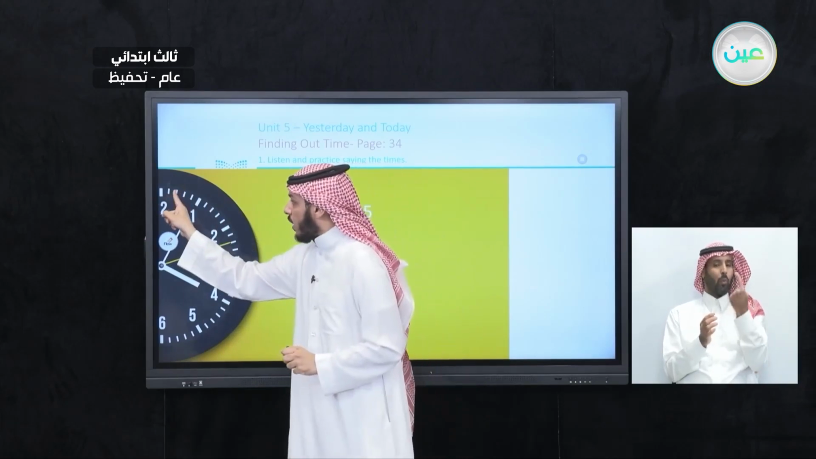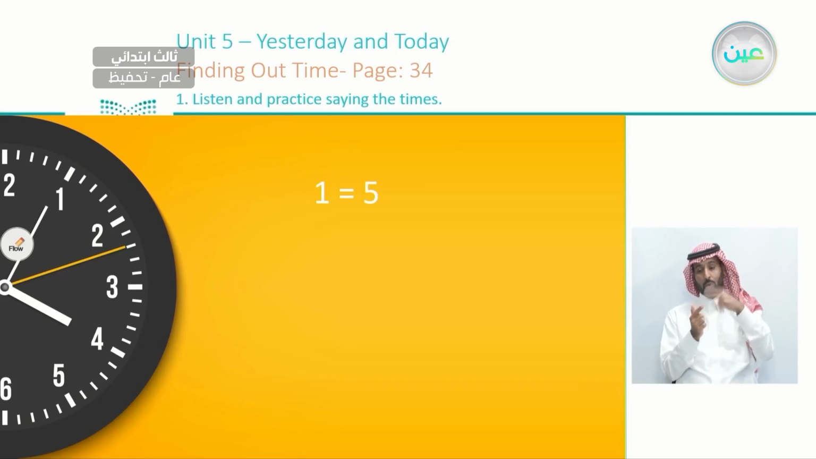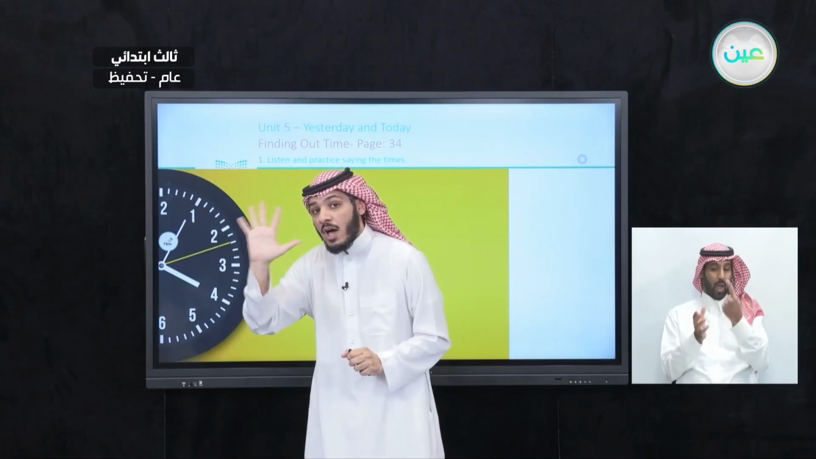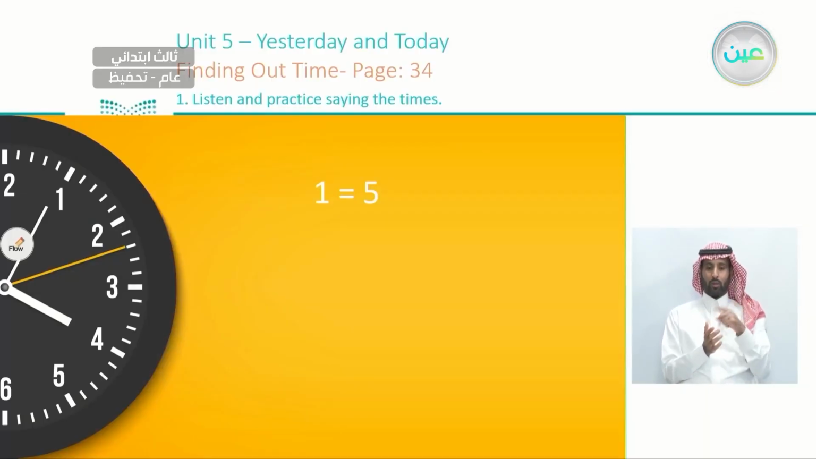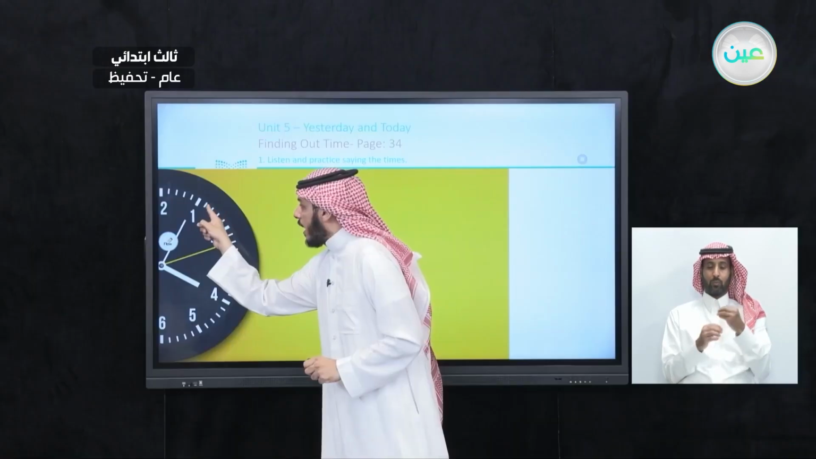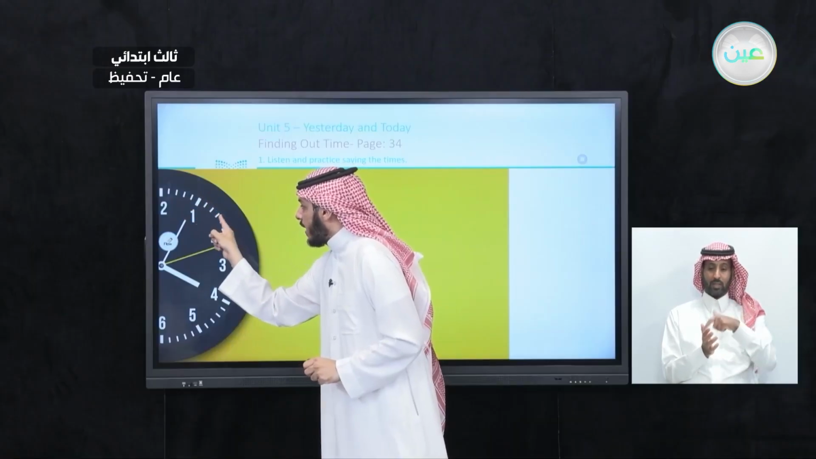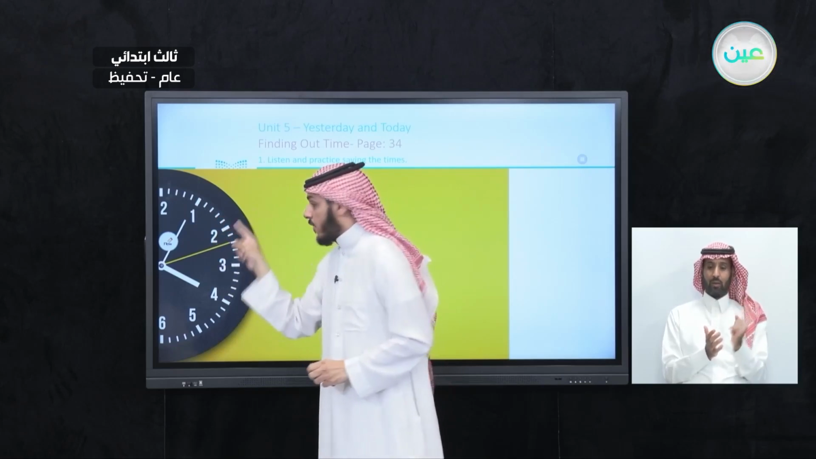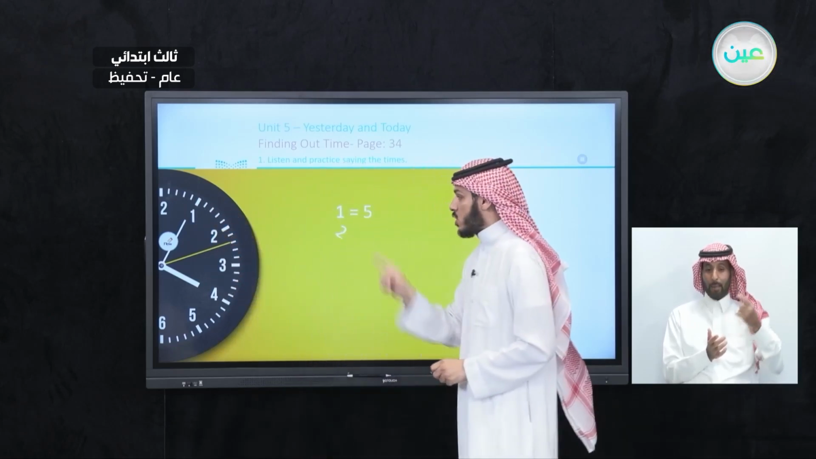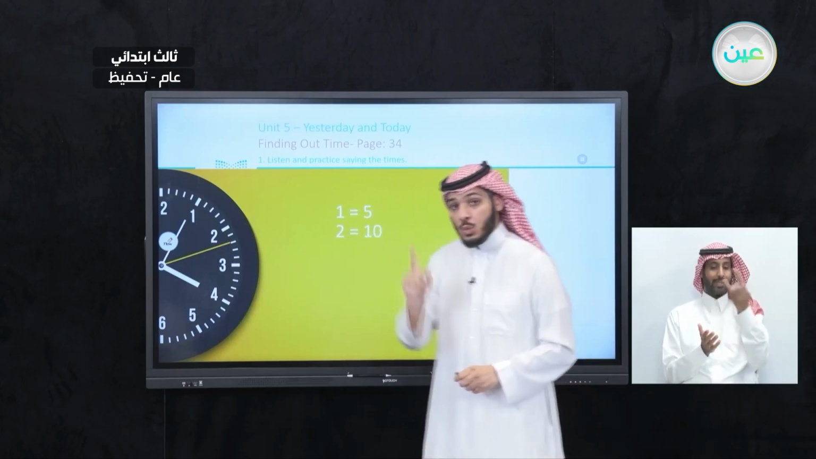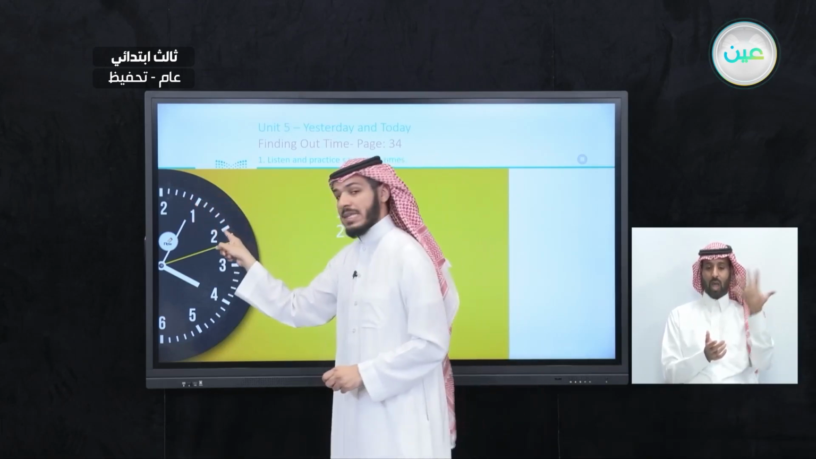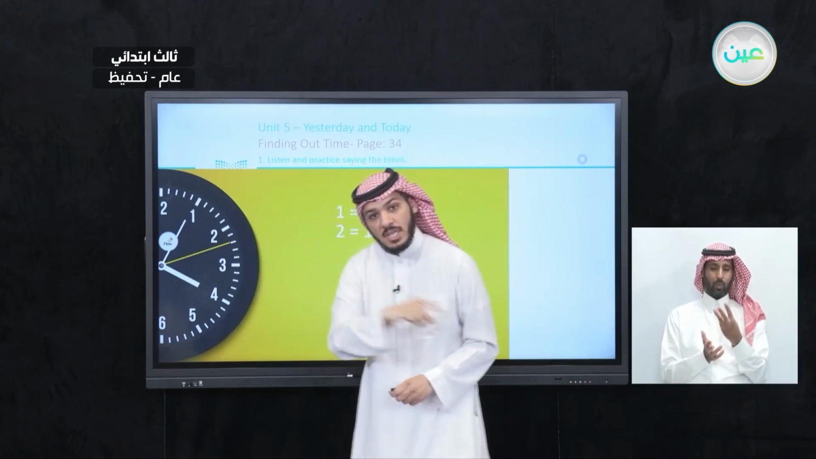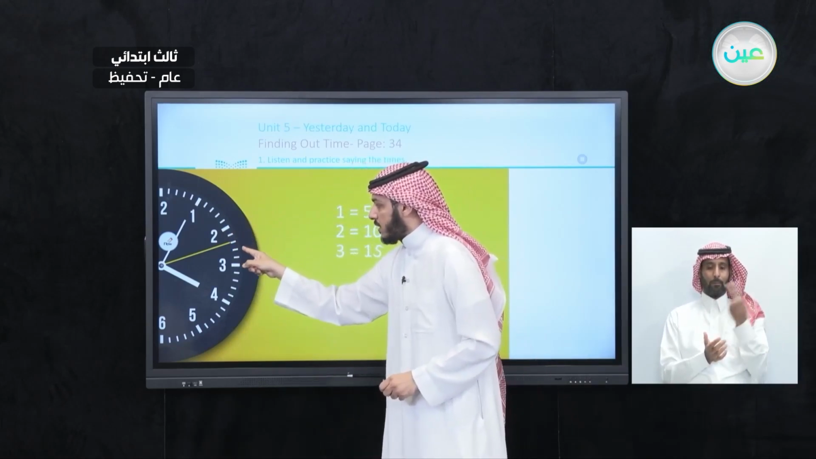After 12, we have 1, 2, 3, 4, 5. So when we come to number 1, we have 5 minutes. Let's count more. We have 5 here, 6, 7, 8, 9, 10. So if we reach number 2, we have 10 minutes. So each number contains 5 minutes. So number 1 is 5, number 2 is 10, number 3, what do you think? 15. Excellent.